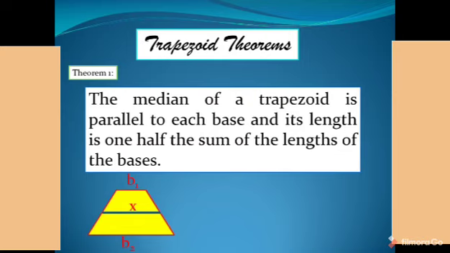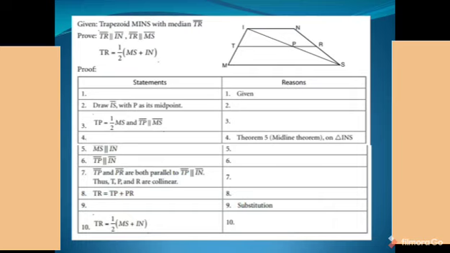So right there in our illustration, the median is said to be the sum of base 1 and base 2 divided by 2, or simply half the sum of the lengths of our bases. Now, let's try to prove that one here.